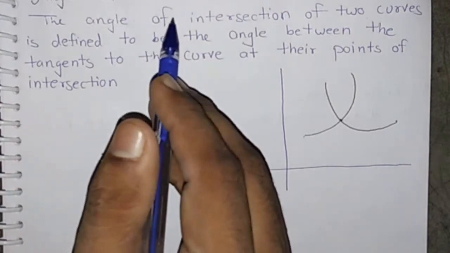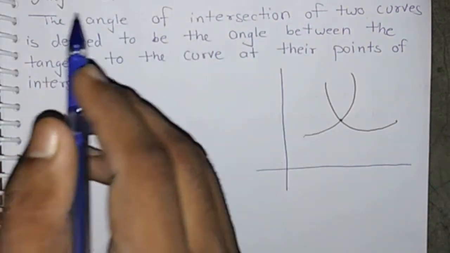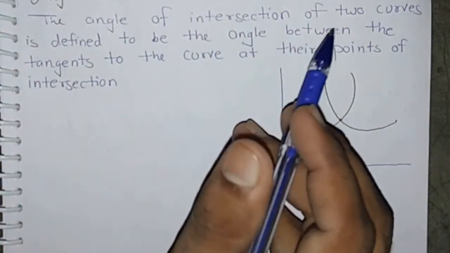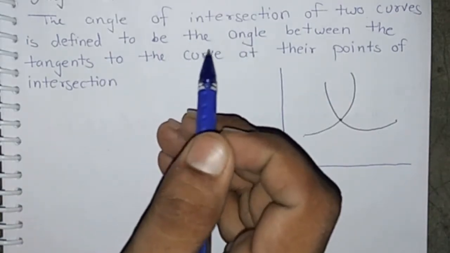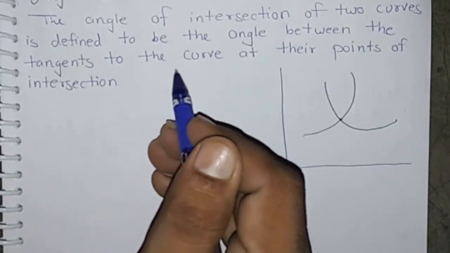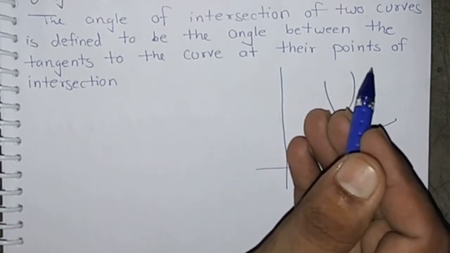Today's topic is angle of intersection of two curves. The angle of intersection of two curves is defined to be the angle between the tangents to the curves at their point of intersection.